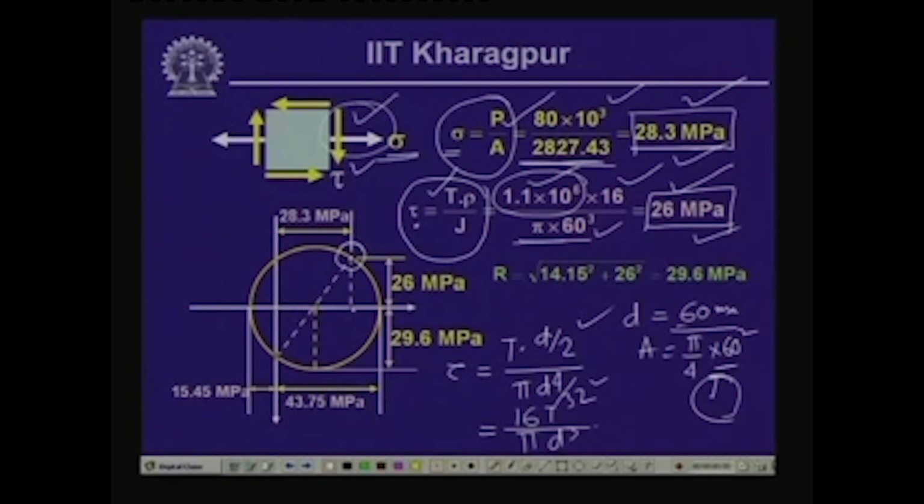Now, if we plot this particular stress distribution, sigma and tau, it represents this point where sigma is equal to positive 28.3 and tau is negative 26 MPa. On the other plane we do not have the normal stress, but the shearing stress is present, which is also equal to 26 MPa. If we join these two points together, we get the center of the Mohr circle. Taking this point as the center, let us call it O, and OB as the radius, we draw the Mohr circle.